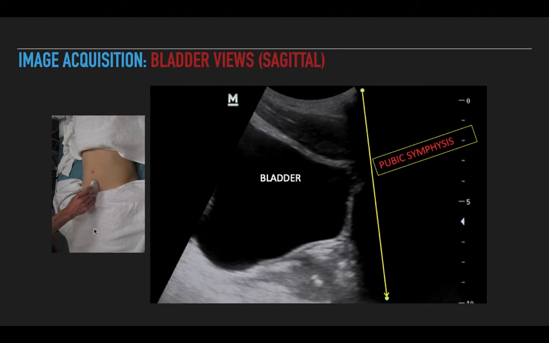You're then going to turn the ultrasound probe with the indicator facing towards the patient's head, and you're going to tilt down looking into the pelvis again, and what you're going to see is the pubic symphysis, which is kind of this black area, and then you're going to see the bladder, and you're going to fan from side to side, looking from the iliacs to the iliacs, and you'll be able to get a good view of the bladder in that axis as well.